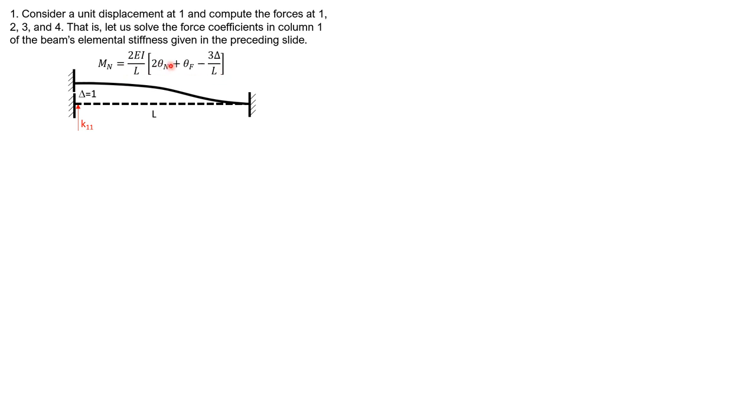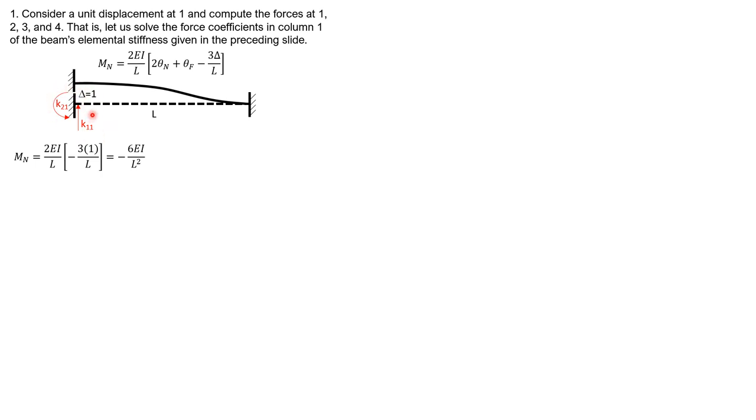So if we simplify this, we have 2EI over L times quantity negative 3 times 1 over L, and the result is negative 6EI over L squared. So this negative 6EI over L squared is the moment at this position here, which is position 2. And because this is negative, and we apply the slope deflection equation in which clockwise is positive, it means it is counterclockwise. And that is K21, the force or moment at 2 due to the unit displacement at 1.